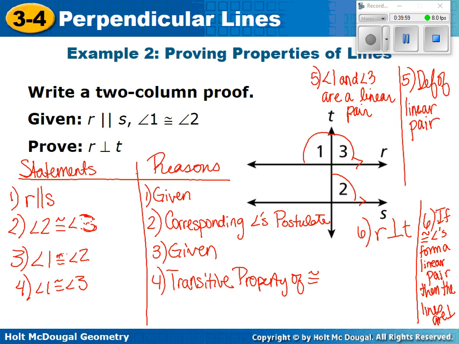Okay, we're going to do one more. I think the practice will help you. So look at the next one, and start trying to ask yourself, what are you trying to prove? Are you trying to prove lines parallel or lines perpendicular? So what does the last proof ask us to prove? Perpendicular.